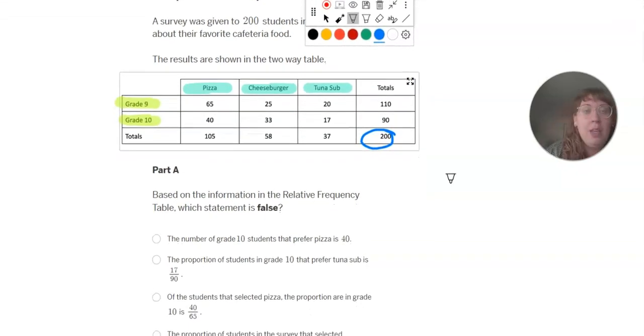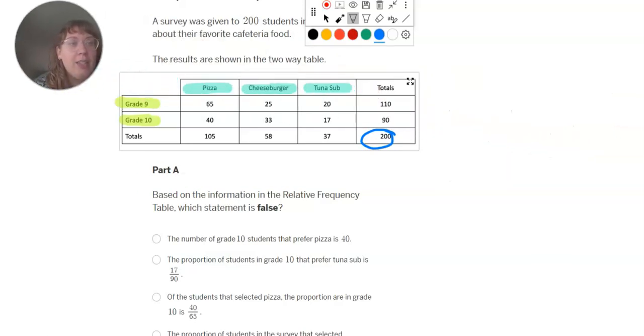Okay. Statement 1: the number of grade 10 students that prefer pizza is 40. So we are looking for grade 10 students, and we're looking for those that preferred pizza, which is 40. So this one is true.